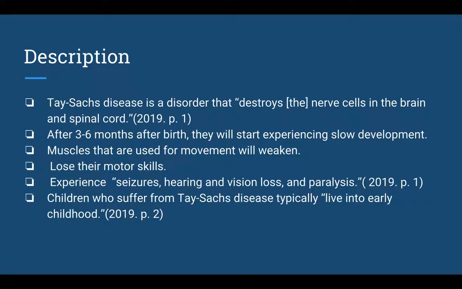Our first slide is a description of Tay-Sachs disease. It is basically a disorder that destroys nerve cells in the brain and spinal cord. The child may look normal during these 3 to 6 months. They have good health, but from there on after, they will start experiencing slow development. The child's muscles will start to weaken and they'll start to lose their motor skills. Not only that, but the child will start experiencing seizures, hearing and vision loss, including paralysis. Children who suffer from Tay-Sachs disease typically live into early childhood.